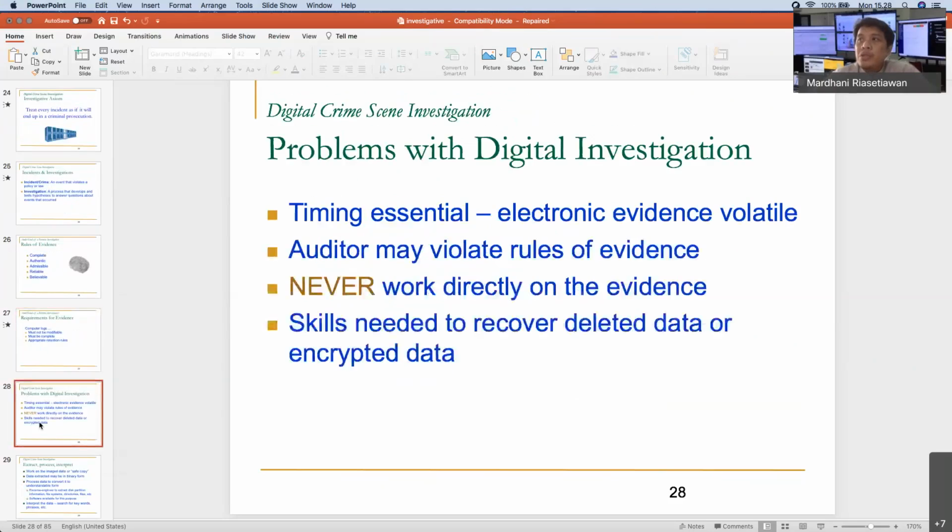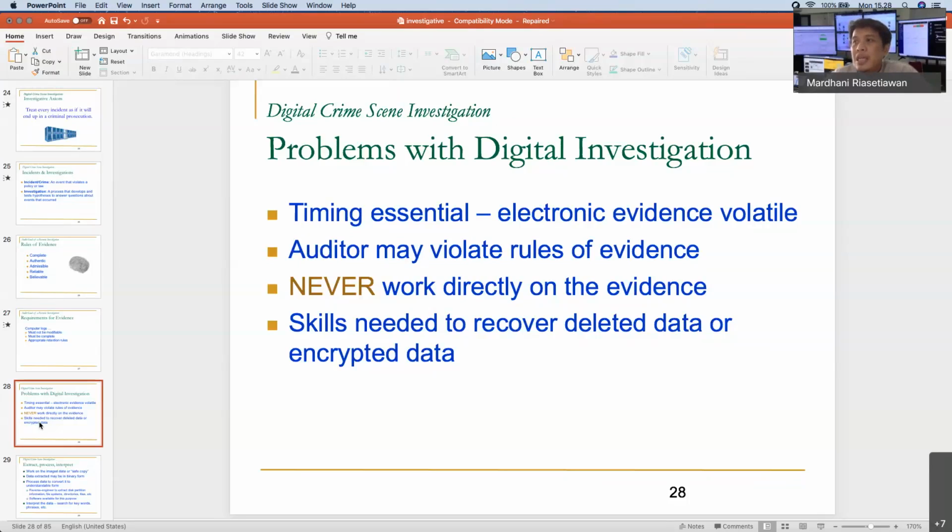We also have problems when doing digital investigation. It's not easy because we need to deal with timing, which is very essential. If we are not fast, not accurate, and not aware of the timing, sometimes we will have a lot of loss. The auditor may violate the rules of evidence. We may break the evidence so it cannot be accepted as evidence. And this is very, very important: never work directly on the evidence.